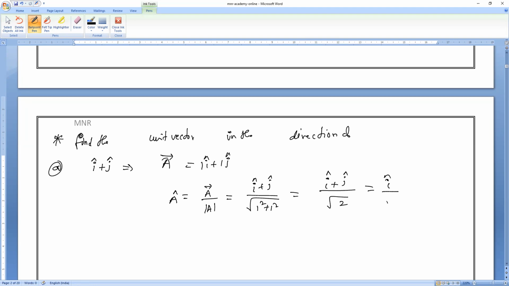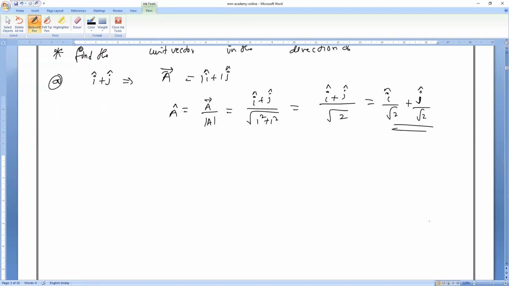So what is the unit vector in that direction? I cap divided by root 2 plus J cap divided by root 2. That's all. Next, find it for I minus J, I cap minus J cap.